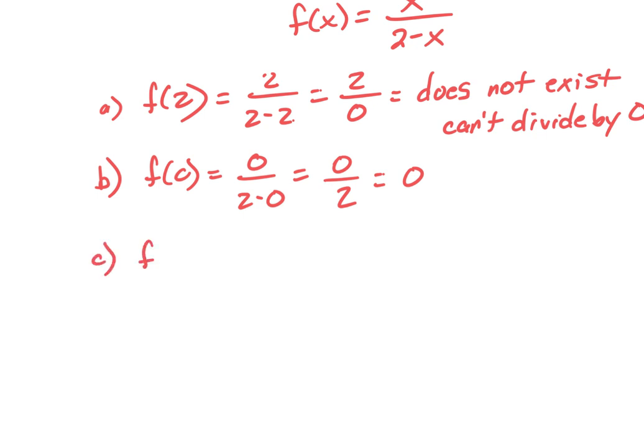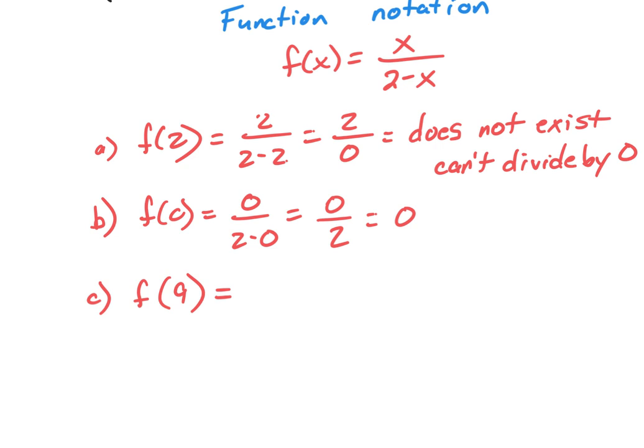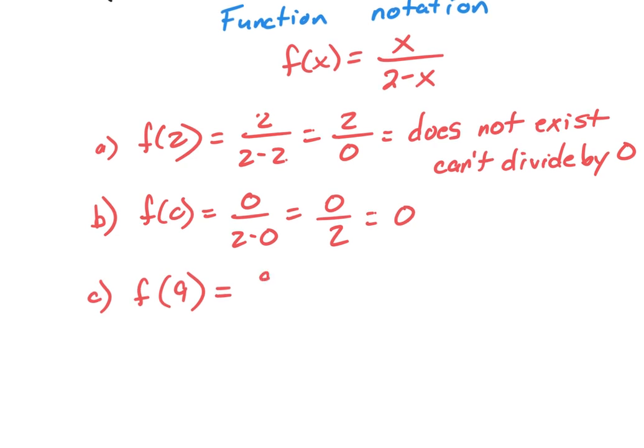We could do, let's do f of 9. We can plug in whatever number we want. So here, I would do 9 over 2 minus 9. We're just going to simplify it, and then if we try to decide how I am going to leave my answer here, it's okay to leave your answer in fraction form. I really don't want you to, especially for this one, change it to a decimal. This would be the best way to leave it.